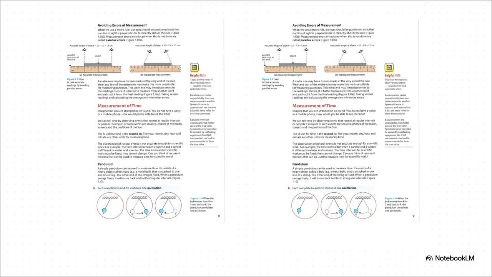Now listen up, because even with the perfect tool, you can still mess things up. One of the most common mistakes is something called parallax error. If you look at the measurement from an angle, like you see on the left, you're gonna get it wrong. You have to look at it straight on with your eye directly above the mark, just like on the right. That's how you get a true reading.